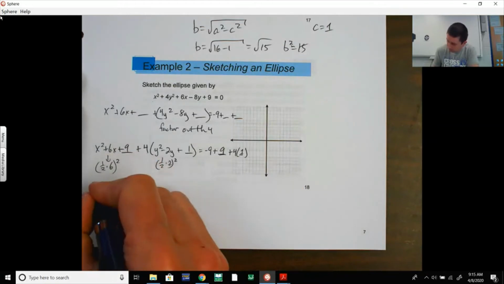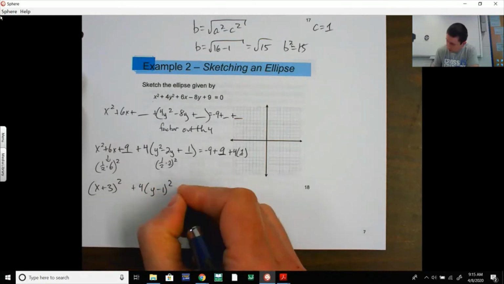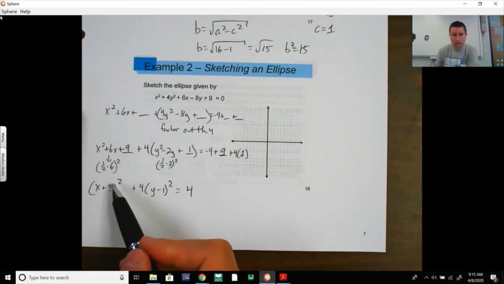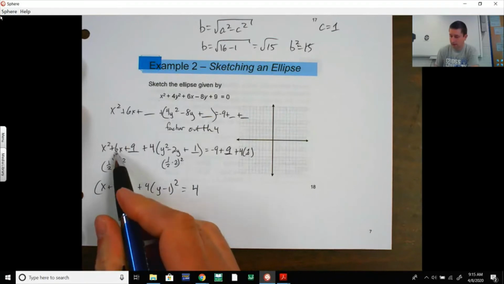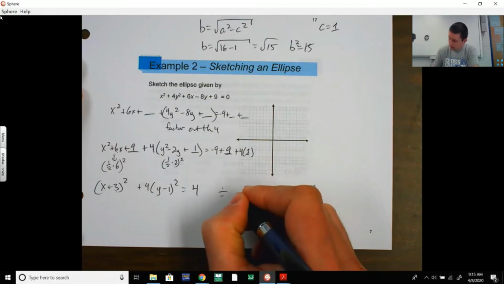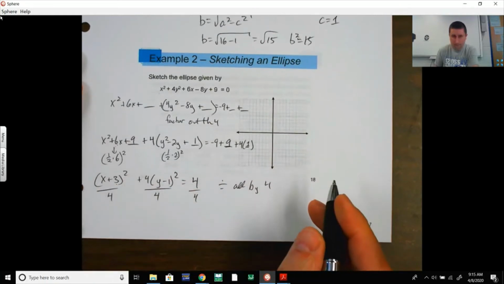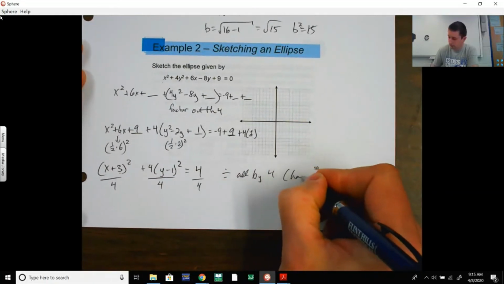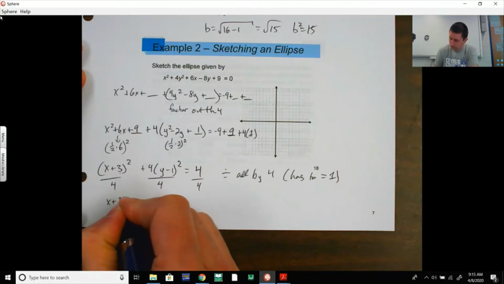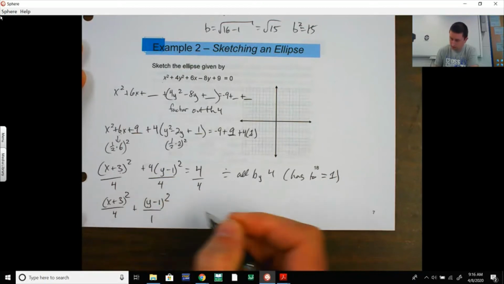Okay, factor. So x plus 3 squared plus 4 times y minus 1 squared equals negative 9 plus 9 is 0 plus 4 equals 4. If you did this correctly, this number right here should be half of that middle number. Now we divide all by 4, because we remember it has to equal 1. So we're going to divide by whatever number we have over here. So I get x plus 3 squared over 4 plus y minus 1 squared over 1 equals 1.